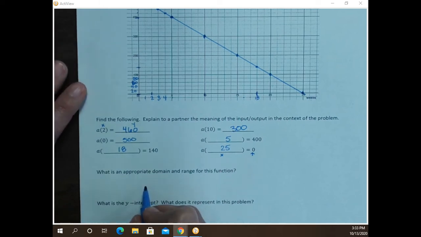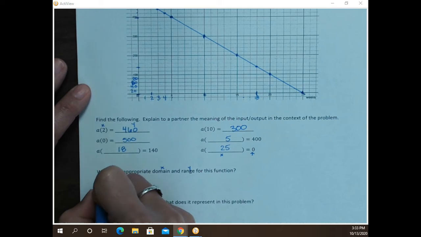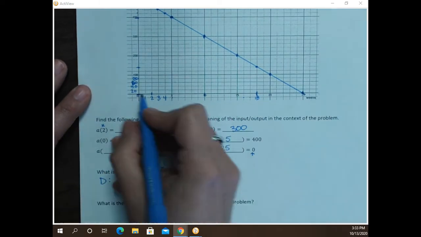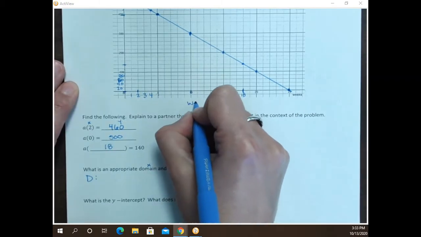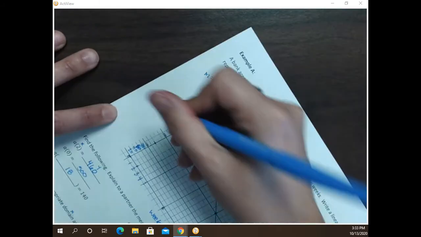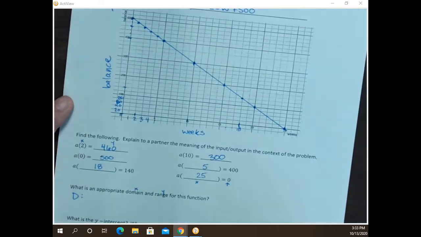Domain and range for our next question. Remember, domain is the x and range is the y. So our domain for this function, what kind of x values can we have? Remember, our x, in this case w, represents the weeks that we are withdrawing money from our bank account, and our y represents the balance for that bank account. How much money do I have in the account?